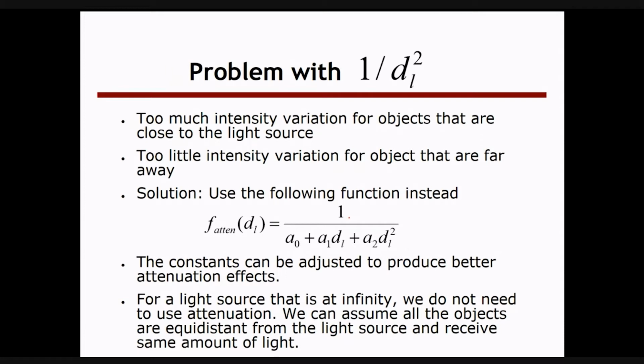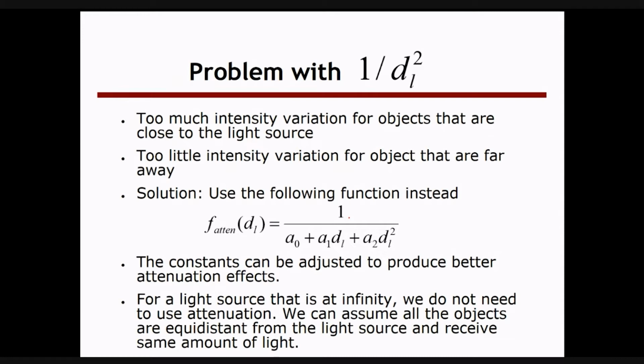Now what is the problem with this? Too much intensity variation for objects that are close to the light source, and too little intensity variation for objects that are far away, because it can create some sort of unrealistic effect in the image that you want to illuminate or display. So too much intensity variation could be there, and if your object is far, then you could also get some irrelevant results. So instead of that, you try to put some constants.